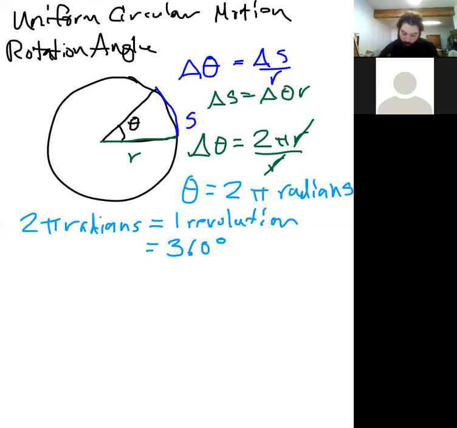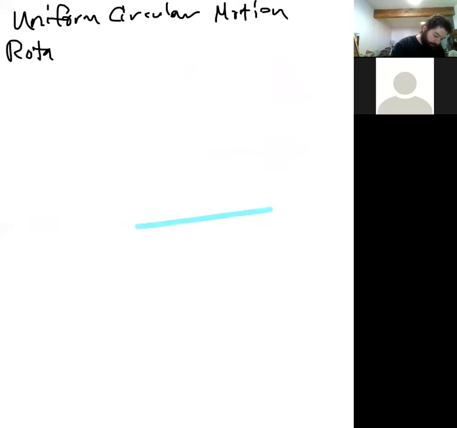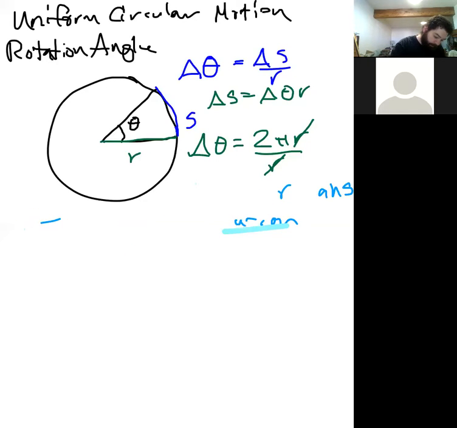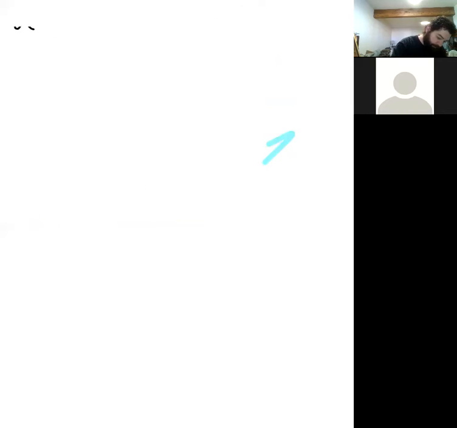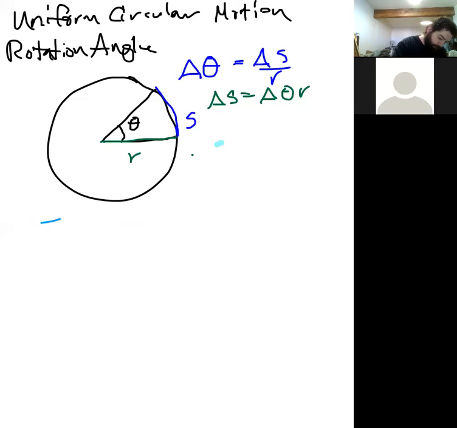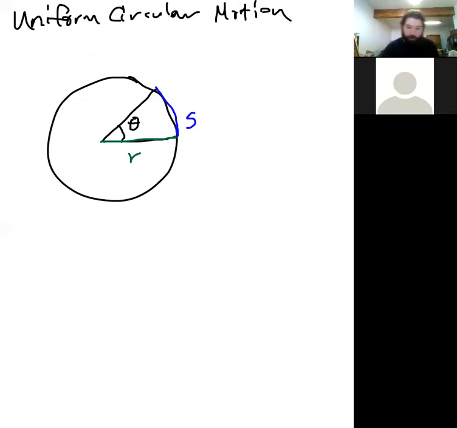Okay. So really, that's most of what we have for rotation angle, and a lot of this is going to deal with angular velocity. So I'm going to go ahead and erase this stuff, and we'll do angular velocity next. I can probably keep that circle there. That might help us out a little bit. Okay. So angular velocity.